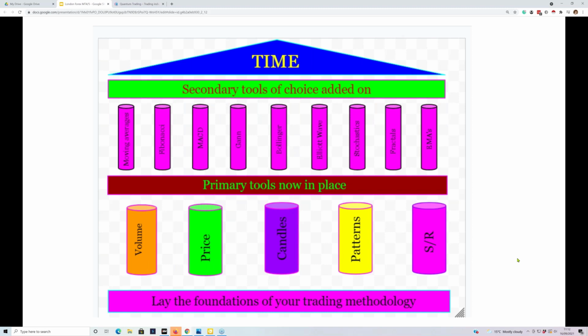And the fifth element is support and resistance. Now we look at price-based support and resistance, and we look at volume-based support and resistance. The easiest way is to actually see that on the chart. So we make a synthesis of all these elements, and as I said, the best way to see it is actually on the charts.